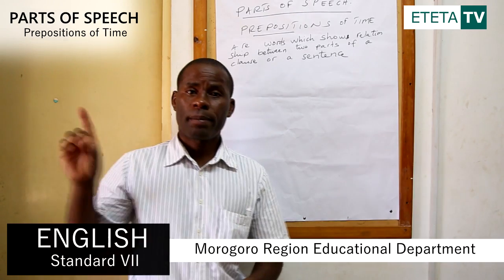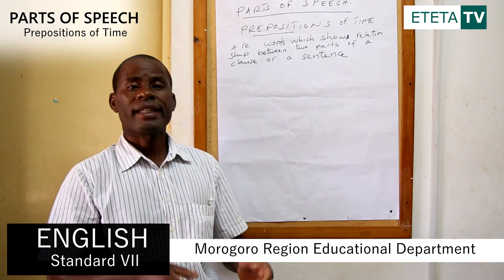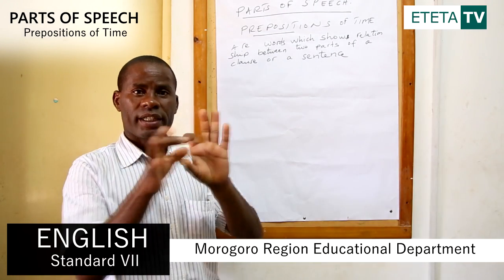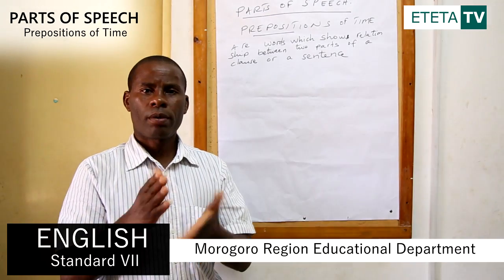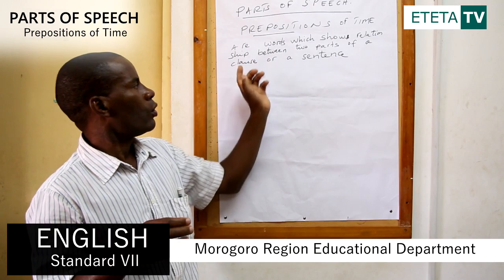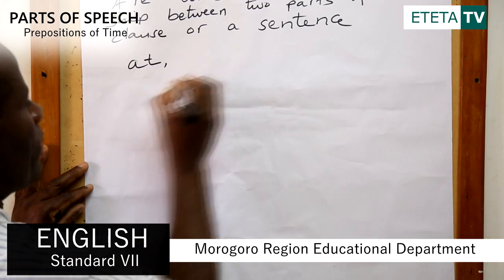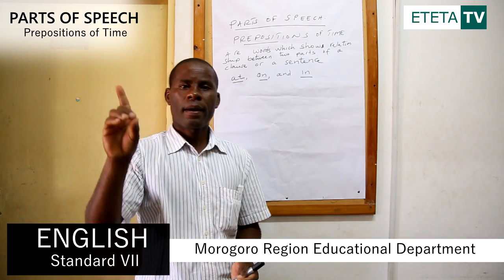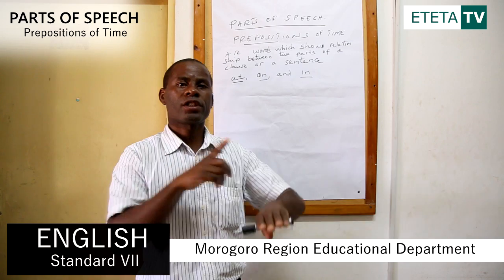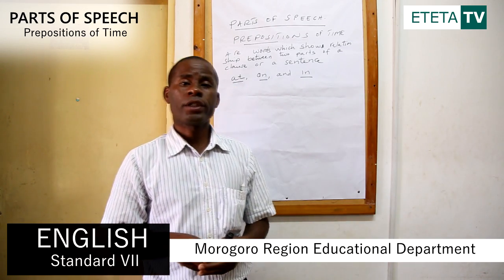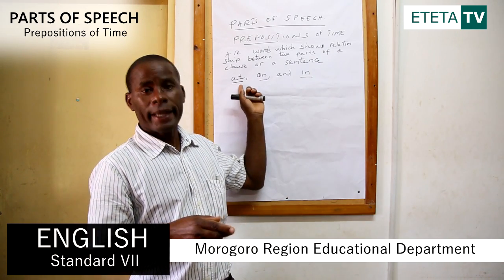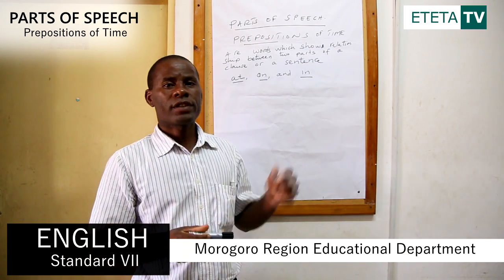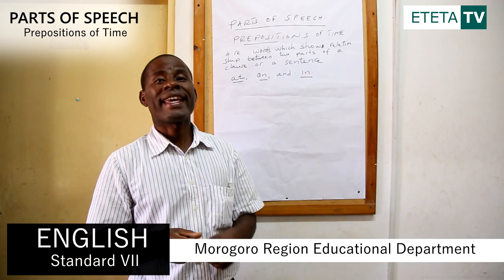When we say preposition, as I said, a preposition is a word or a part of a sentence which shows the relationship between two parts of a clause or a sentence. We are learning now these three prepositions of time. To start with, we are going to learn the use of at as a preposition of time. Preposition of time is used with the exact time.